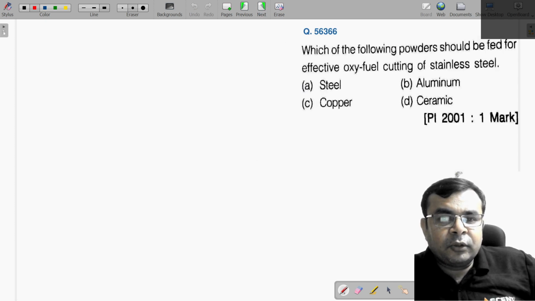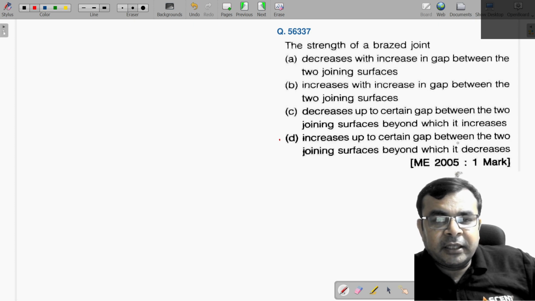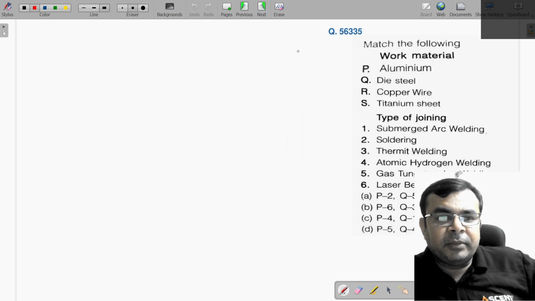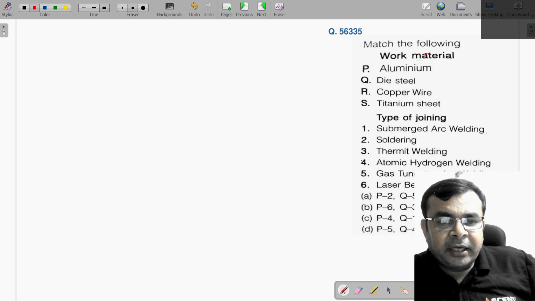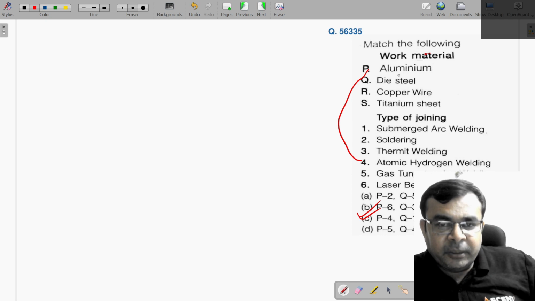Which of the following powders should be fed for effective oxy cutting? Iron powder. This is a repeated question. The strength of the brazed joint increases up to a certain gap between the two joint surfaces, beyond which it starts decreasing. I already discussed this in the previous one. Next, match the following work materials: aluminium, die steel, copper, and titanium. Aluminium is mainly used for atomic hydrogen welding, so P4. Option C is the right answer. Atomic hydrogen welding was mainly developed for welding of aluminium alloy.